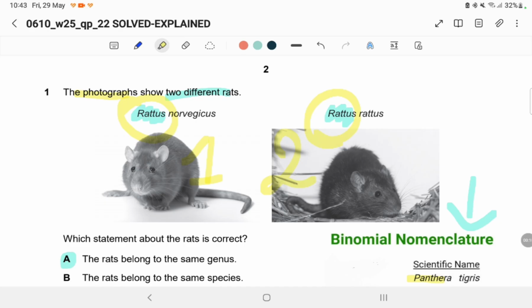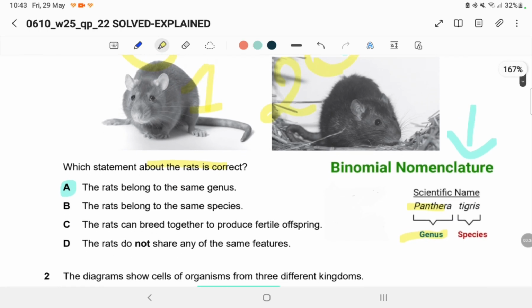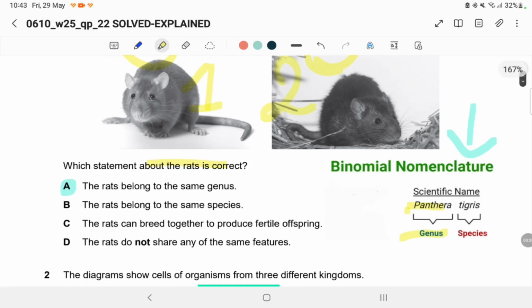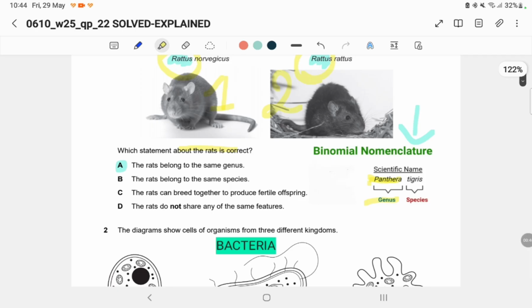it's telling you which statement about these rats are correct. So let's first consider the names. In the first name is Rattus norvegicus and number 2 is Rattus rattus. So basically the answer will be A because a genus is always the first name in the binomial nomenclature, as you can find here in our syllabus. So looking at the first name, we can find that this is Rattus and the other one is also Rattus. So basically both will belong to the same genus.